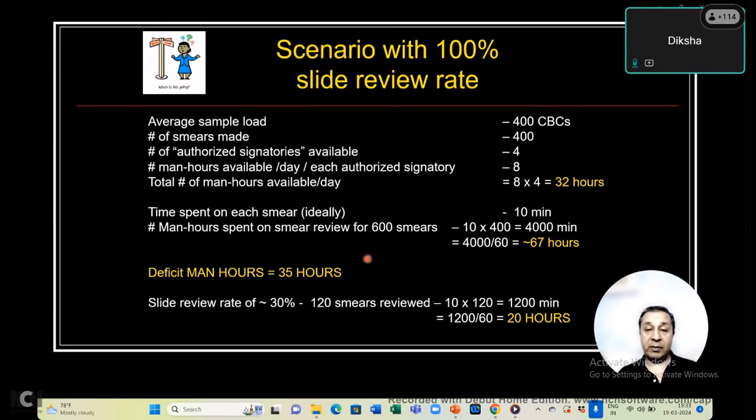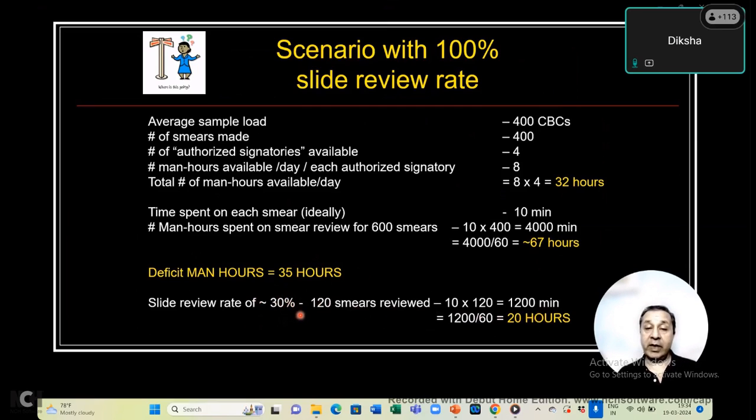What does this mean? We have a deficit of 35 man-hours. Now, let's say if we take a slide review rate of 30%, that means we need to review 120 smears. And for those 120 smears, we need 1200 minutes, which makes it about 20 hours. Now, this is very much possible. So therefore, getting the slide review to a reasonable rate becomes extremely important.